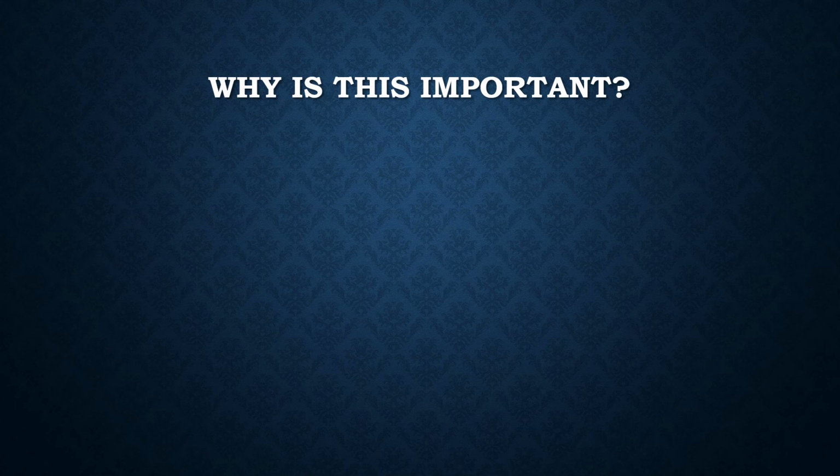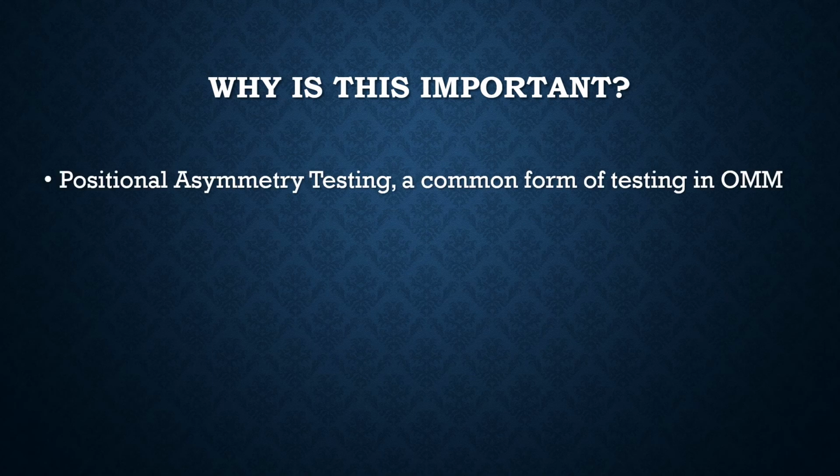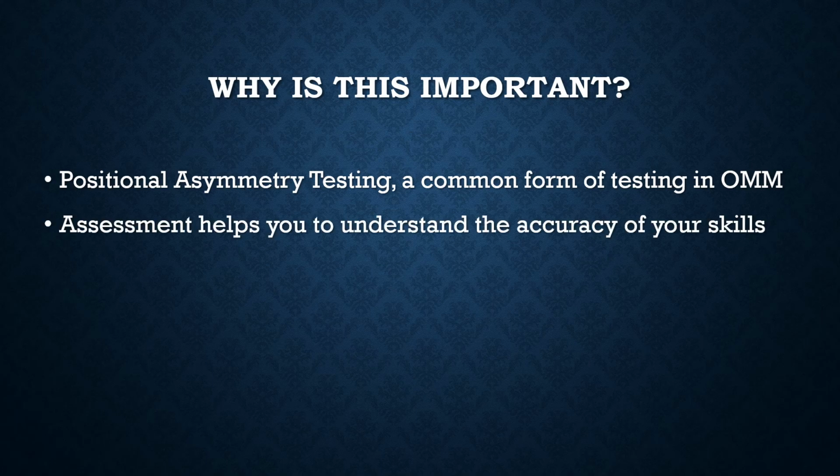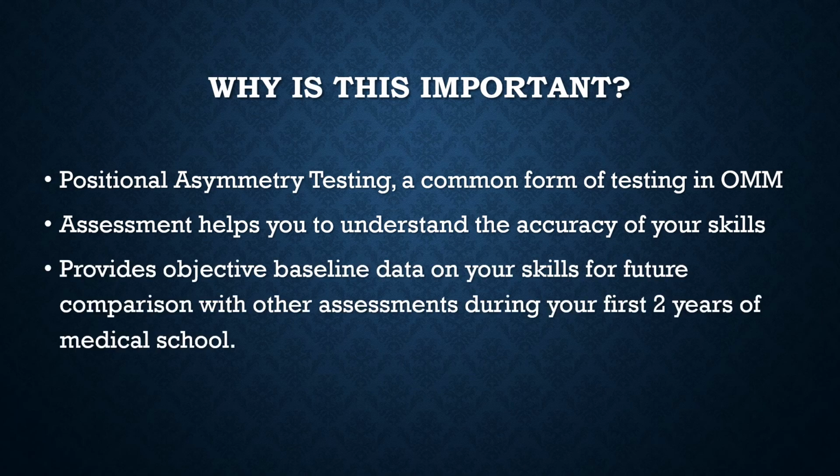Positional asymmetry testing is a common form of examination in osteopathic manipulative medicine. The results from the objective assessments help you to understand the accuracy of your hands, and it provides baseline data that you can then compare to future assessments to see how you are progressing in learning and refining your skills.